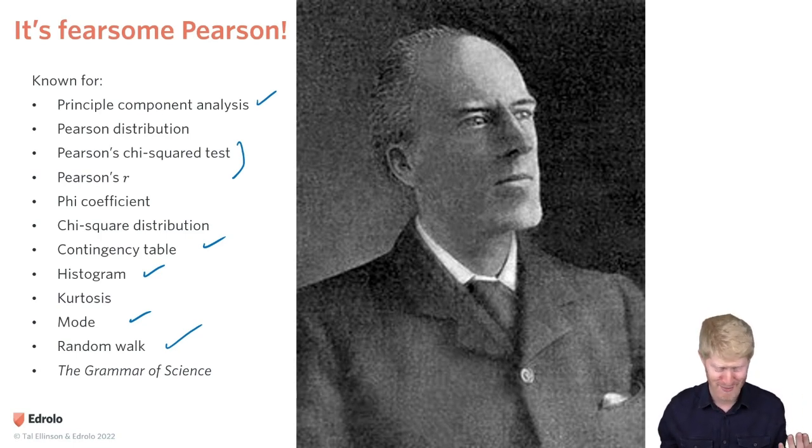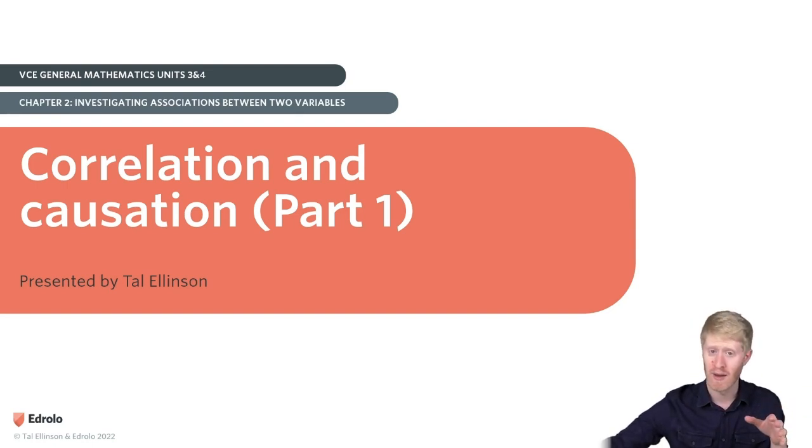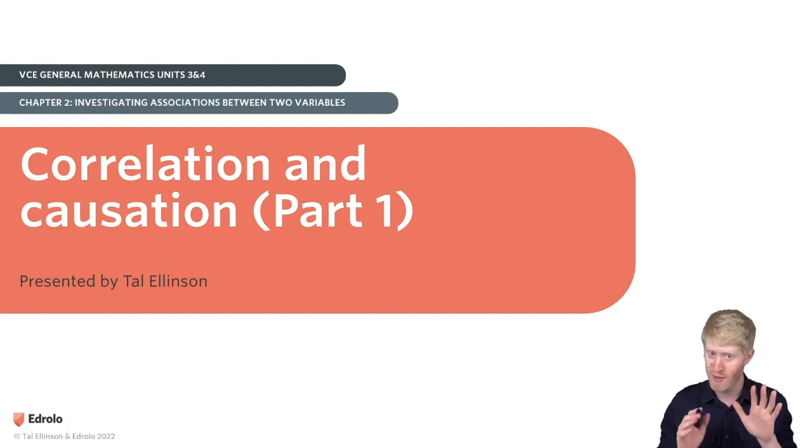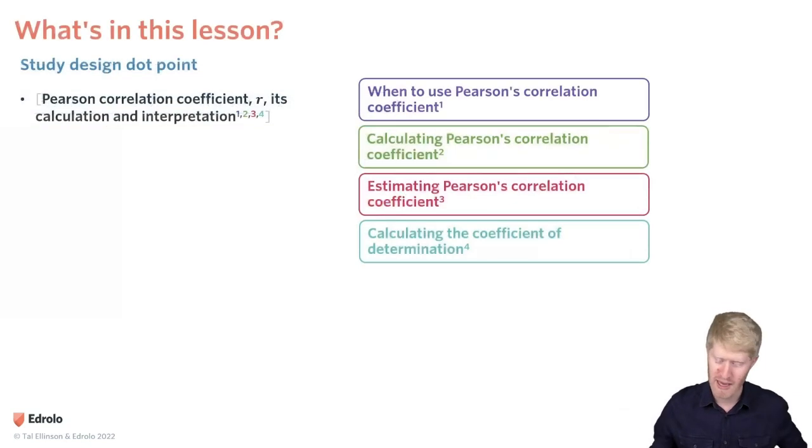So Fearsome Pearson, more like King Carl. His first name's Carl. One of the things he gave us is the Pearson's correlation coefficient, and we're going to be looking into that today. Part 2, which you'll see next lesson, is looking at the idea of correlation versus causation. So if you want that, jump to that there. For now, we're going to understand this R value. Where does it come from? What does it mean? When can we use it? And we'll see how we go. 4 key skills today.